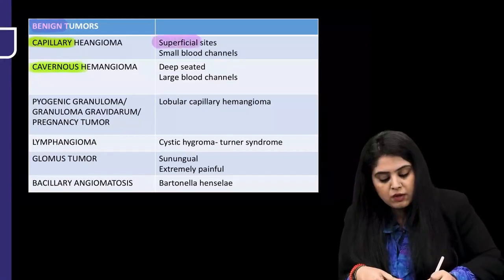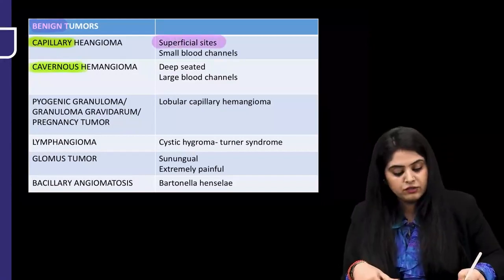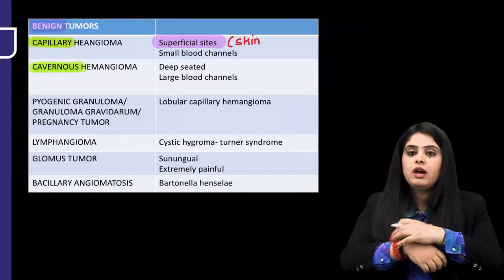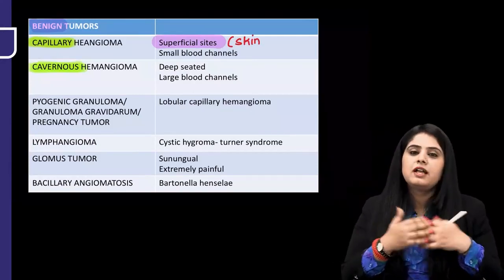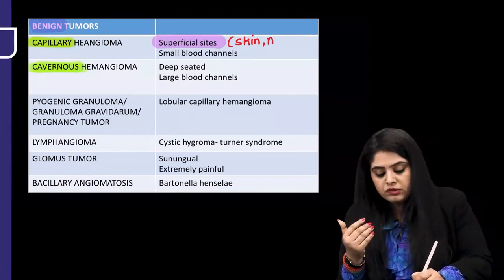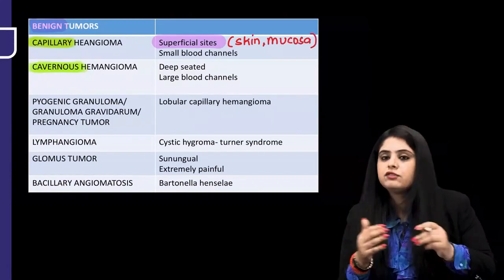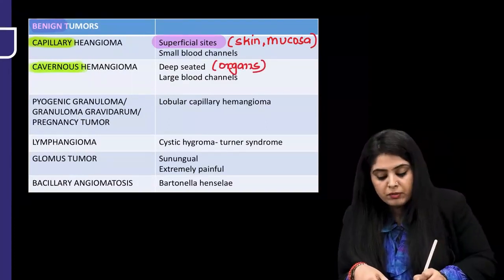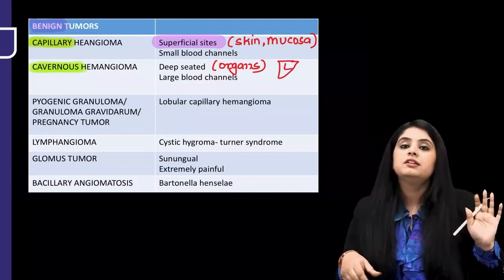Capillary hemangioma will always occur on the superficial side. For example, if they say there is something happening on the skin, on the forearm, on the arm. Superficial means skin or the mucosa or the tongue, all of these are superficial sites. Whereas if they say that this is happening somewhere in the organs, that is cavernous hemangioma. Most common organ given as an example is liver.